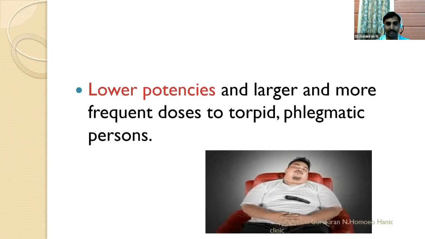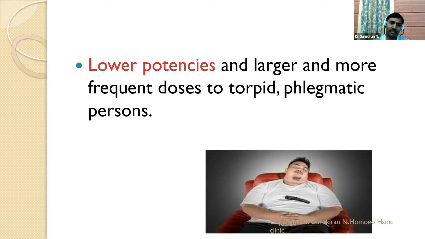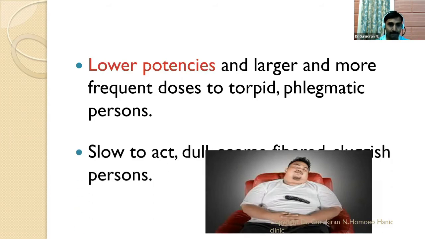And also the potency should match the case, the characteristic symptoms. And the lower potencies and larger and more frequent doses to torpid phlegmatic persons. If you see a patient who is very lethargic, very fat, flabby, phlegmatic constitutions, we can think of lower potencies to start with. After getting some reactions after the medicine prescription, we can change the potency according to the progress.